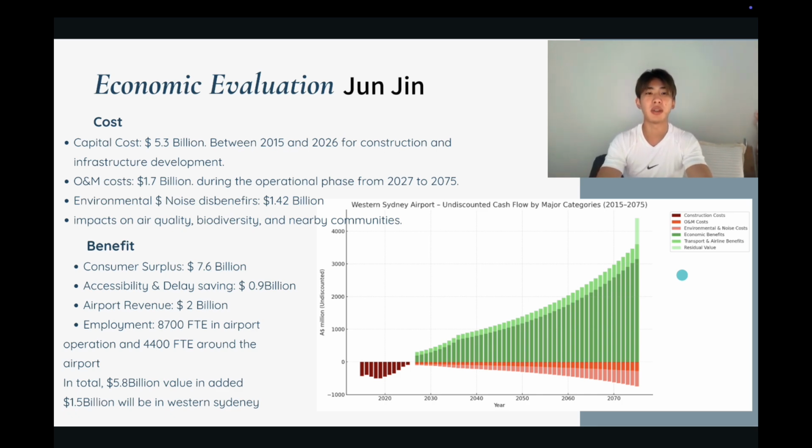1.5 billion of this will be in Western Sydney, while the rest of Australia will suffer a loss in value added because economic activity will be attracted into the New South Wales region. The results confirm that the Western Sydney Airport project is both economically viable and environmentally sustainable. Even after including environmental and noise-related costs, the overall net welfare gain remains strongly positive.